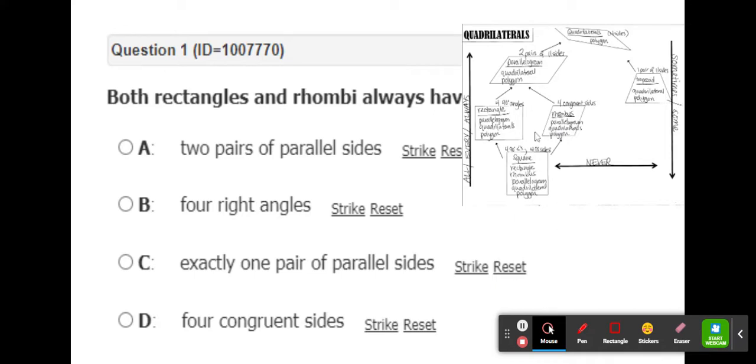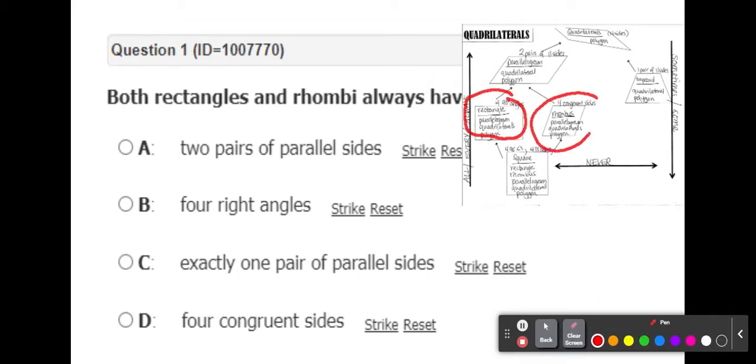Okay, this chart that we used when we went over quadrilaterals is really helpful on this test if you had memorized it. The first question says both rectangles and rhombi always have, and which one of these things do they always have? So rectangles is this one, rhombus is this guy, and what do they always have? Do they always have two pairs of parallel sides? Yes, because they're underneath the parallelogram, so they do have to have that. Let me make sure that that one is the right answer.